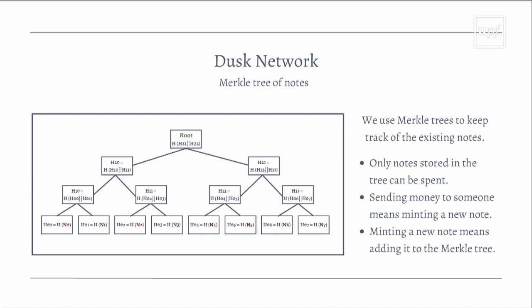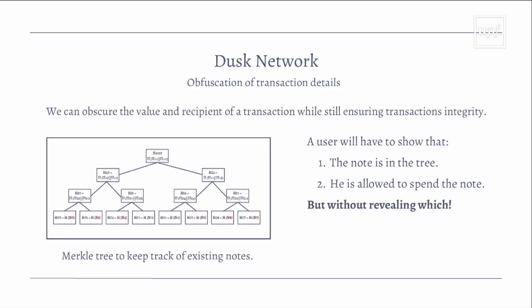So when I spend a node, I mean that I'm spending a node that is in this Merkle tree, and when I'm sending money to someone, I am creating a new one that will be added to the tree. So how do we do this? Well, a user will have to show that the node is in the tree and that he is allowed to spend the node. And the key here is that we don't want the user to reveal which specific node is being spent. So what this means is that the network will keep track of all the nodes that were ever created. The network knows that some of them are already spent, but they don't know which ones.